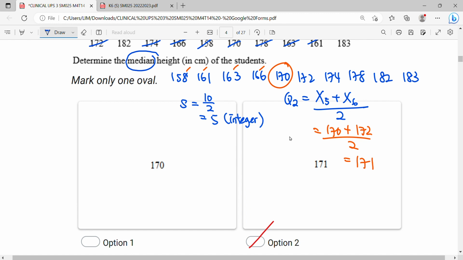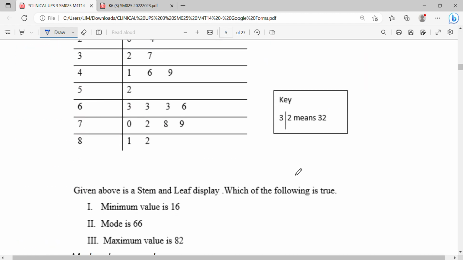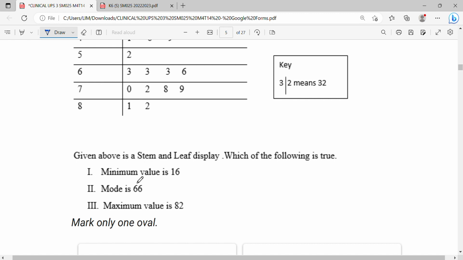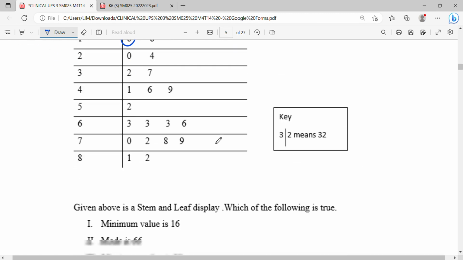Done? Okay, stem and leaf. So look at this stem and leaf, already arranged in order. 3, 3, 6, 1 until 8. So what does it mean? 3 stroke 2, this is the value of 32. Also we understand 1 stroke 6 is 16. So what do you want to find here? Minimum is 16. The smallest value here is 16, correct.